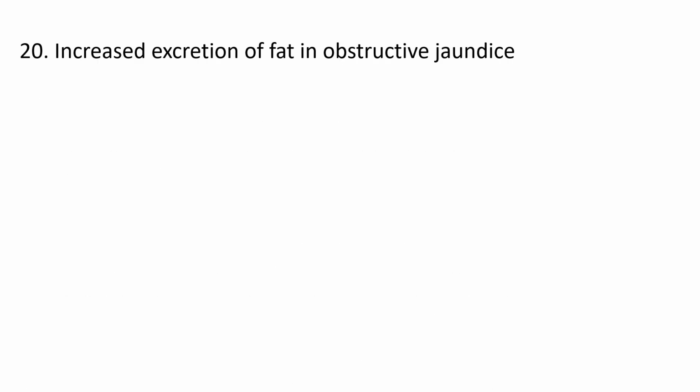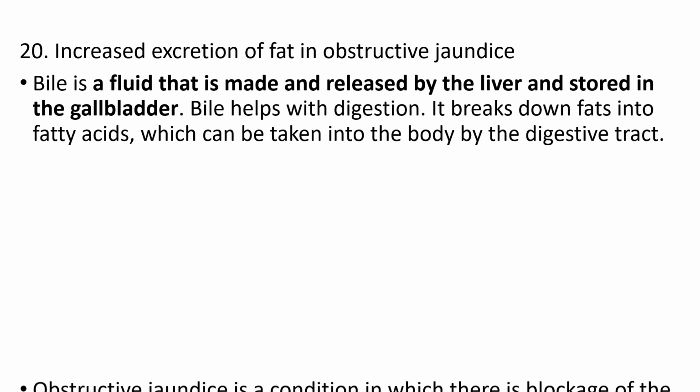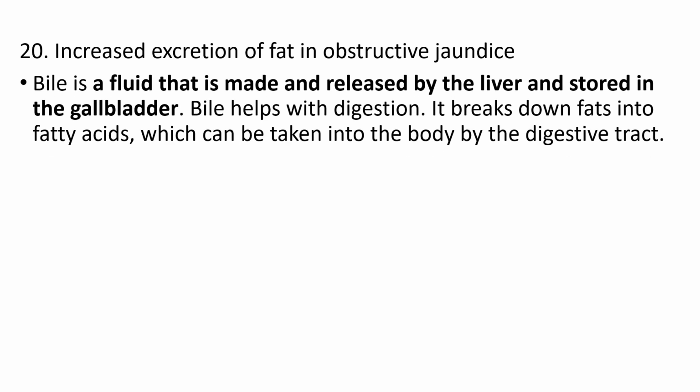Increased excretion of fat in obstructive jaundice. Bile is a fluid that is made by the liver and stored in the gallbladder. The bile helps with digestion. It breaks fat into fatty acids which are absorbed by the digestive tract. You may wonder why I am talking about bile when the topic is obstructive jaundice. Jaundice is caused by an increase in conjugated bilirubin, and the amount is going to be increased in case of jaundice.